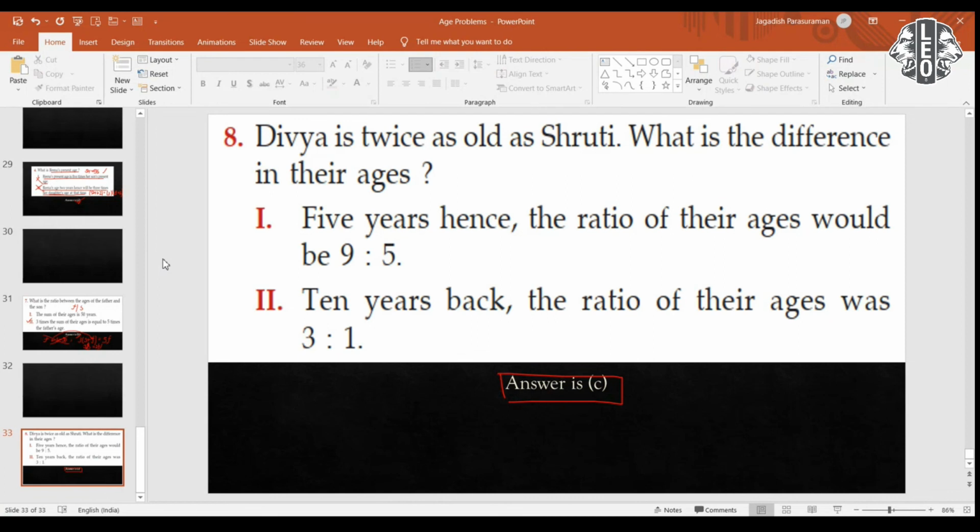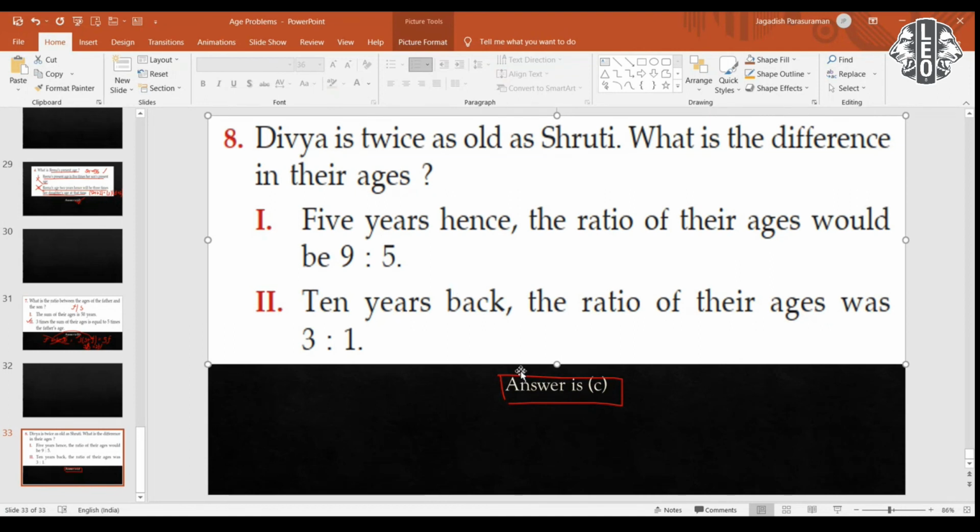We have two variables and two equations, so we can use either one or two. They have already given D is equal to 2S, and then they have given the ratio S plus 5 by D plus 5. Any one of the statements will do. So the answer is C.